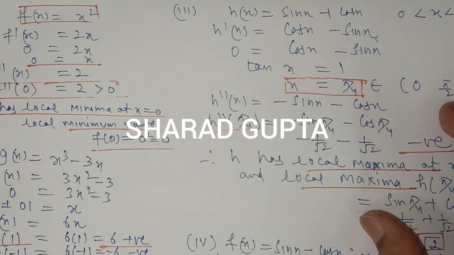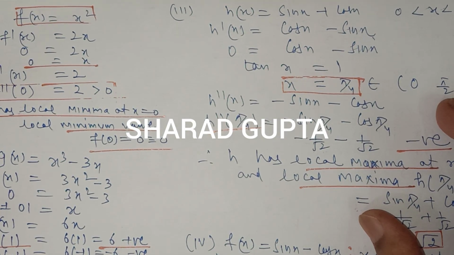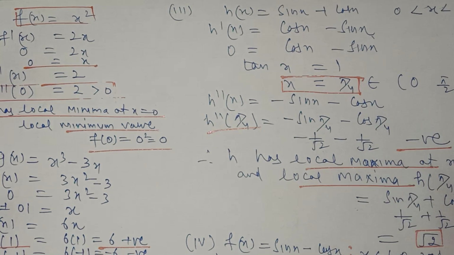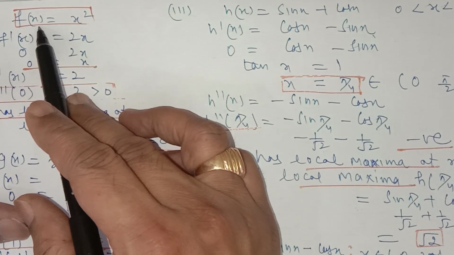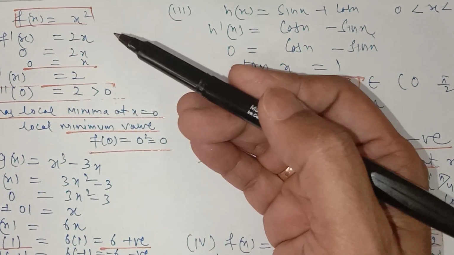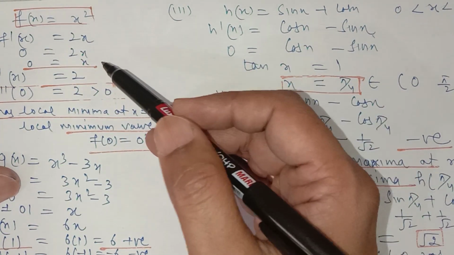This is lecture number 12 for the chapter maximum minima, and we are discussing the fifth exercise for this, and we have done up to question number 2, in which we have to find out the maximum minima without using the derivative. Now in question number 2, we have the function f(x) is equal to x square, and you have to find the minimum and maximum value for the following.